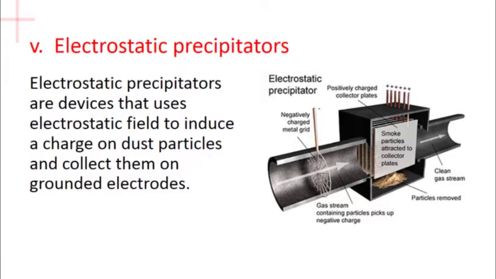5. Electrostatic precipitators. Electrostatic precipitators are devices that use an electrostatic field to induce a charge on the dust particles and collect them on the grounded electrodes. Electrostatic precipitators are usually operated dry, but wet systems are also used, in which case a water mist is provided to aid in the process of cleaning the particles off the collection plate.